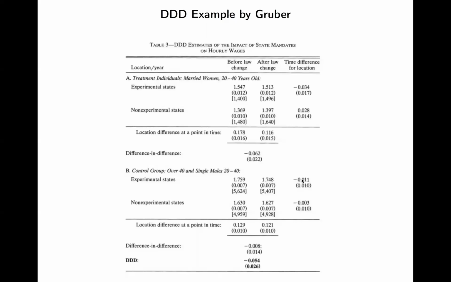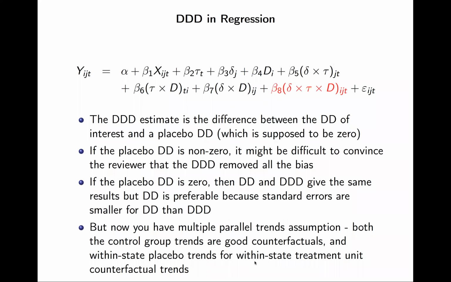Then we subtract those, this minus this. We get negative 0.08 off the diff and diff, and then we subtract this from this. And we get our triple diff, negative 0.54 with a standard error of 0.26. So you can see right here the triple diff can be done the same way as we did the other one. You don't need an event study. But if you did, you don't need a regression. But if you did a regression, it would be kind of complicated.